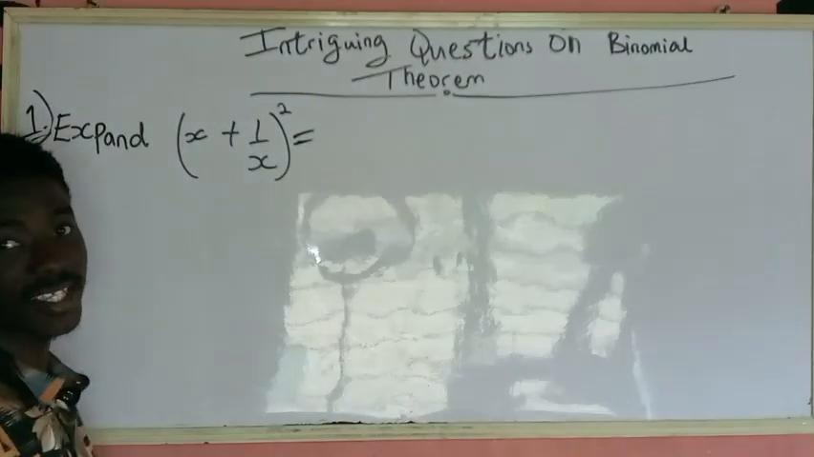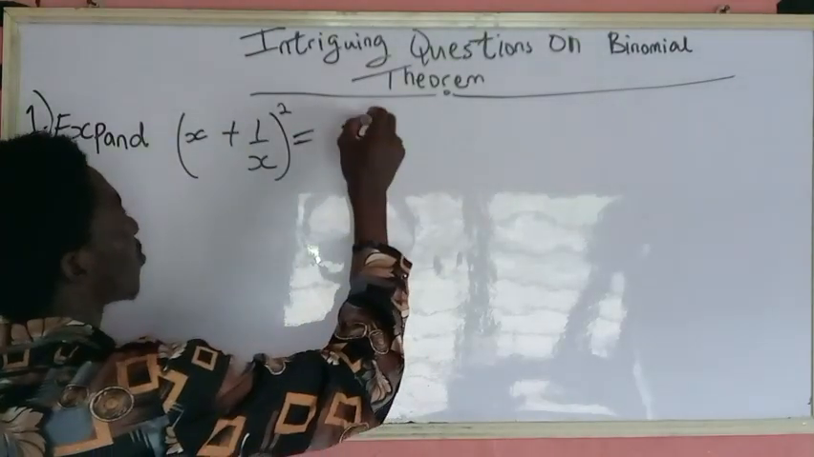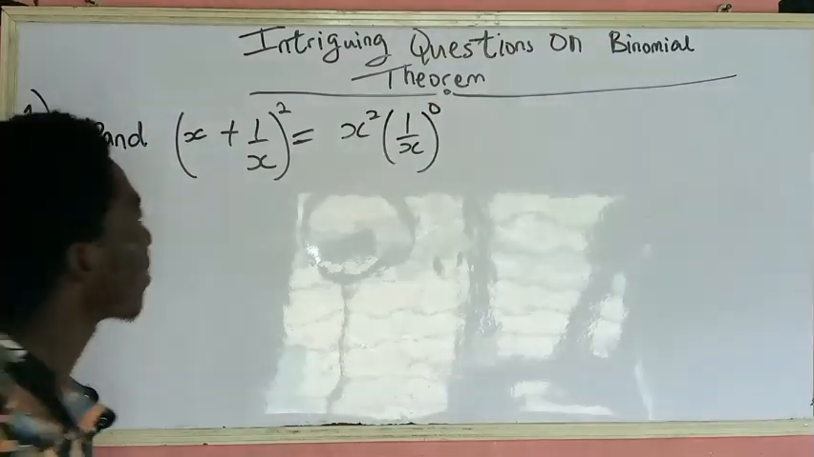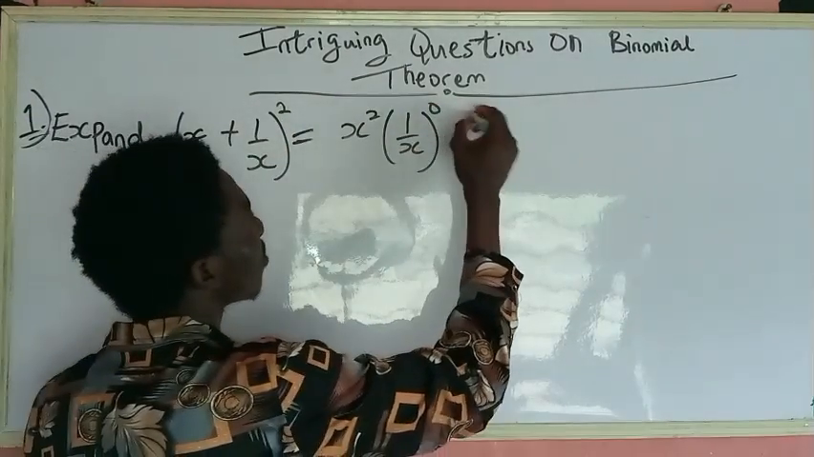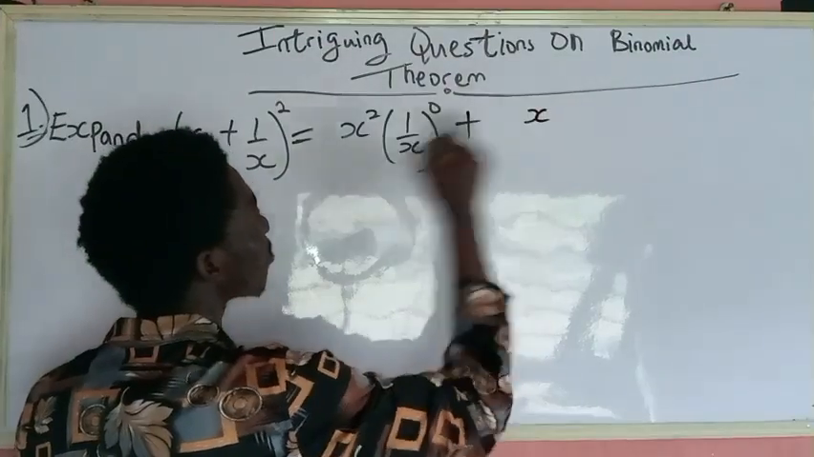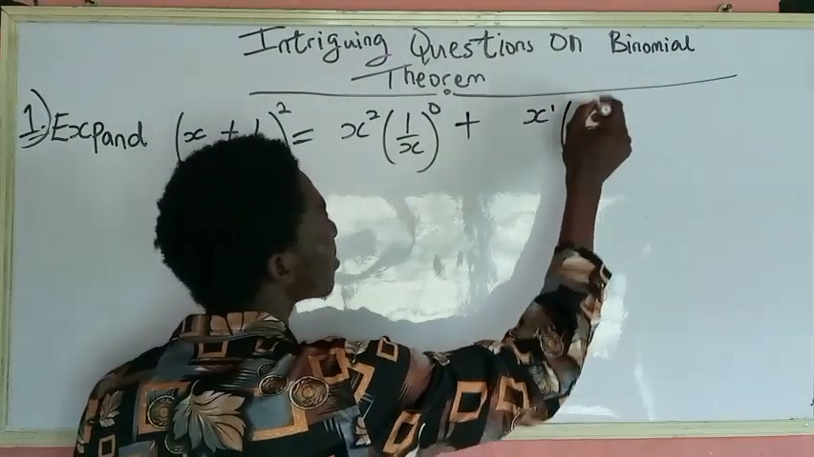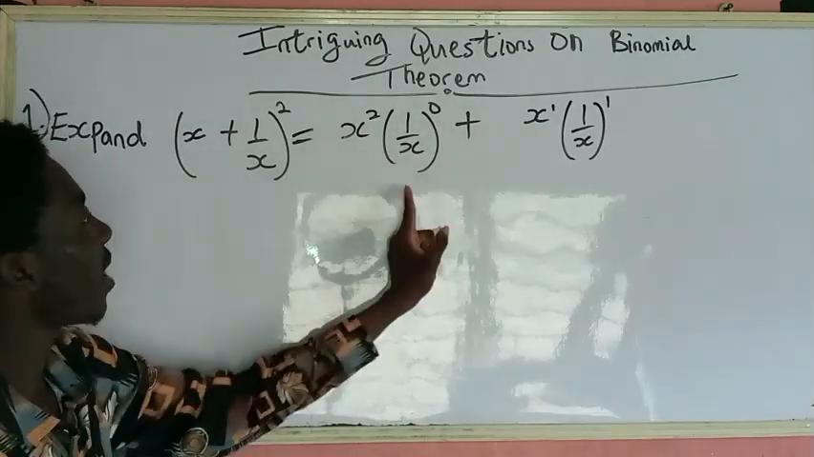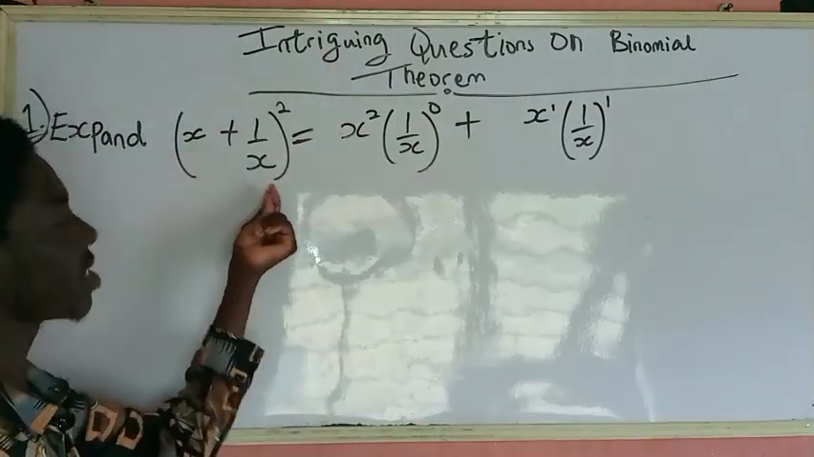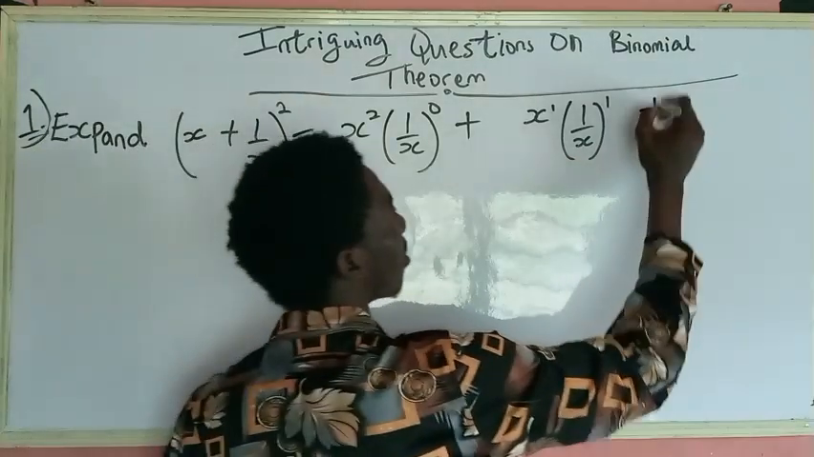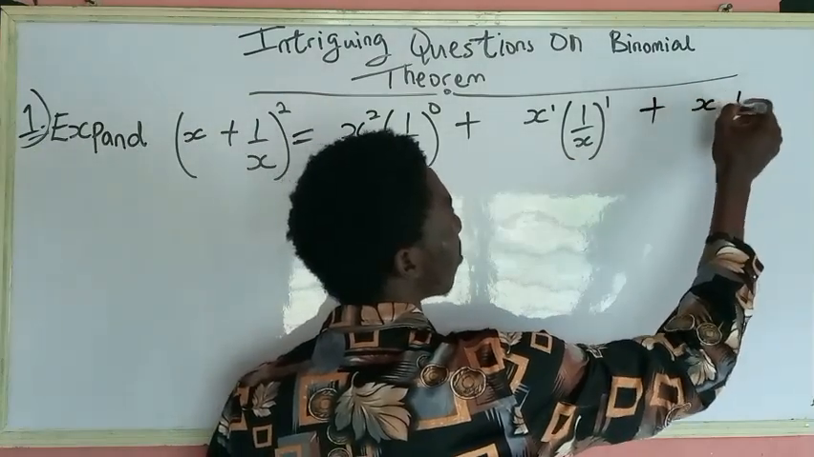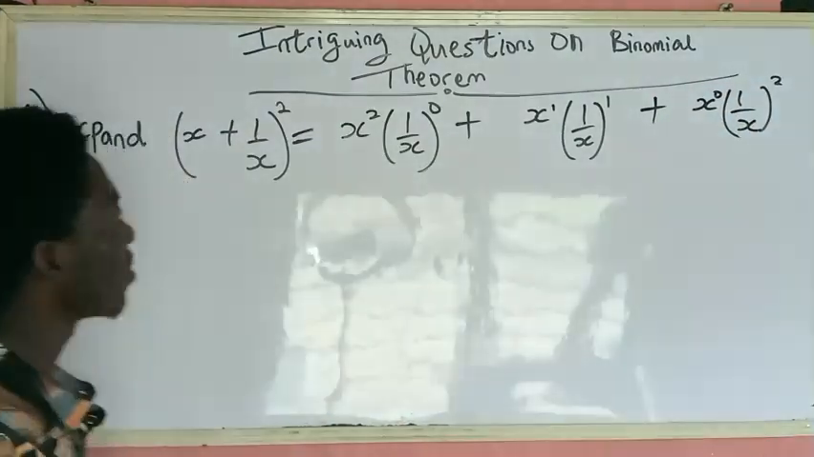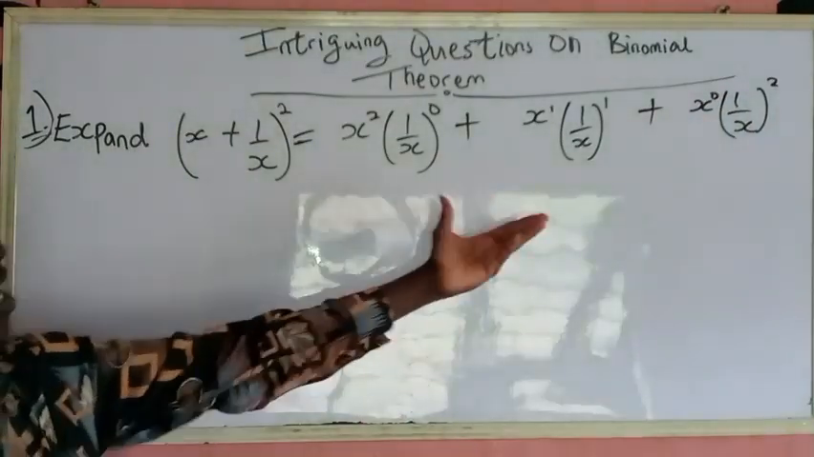So we have x plus 1 over x raised to 2. So that was x raised to 2, 1 over x raised to 0. Can you see that? And you have what? You have x raised to 1, 1 over x raised to 1. You can see I decrease this power by 1, I increase the power of this by 1. But this is a term, this is another term. Plus x raised to 0, 1 over x raised to 2. So you can see what I'm doing with the values.